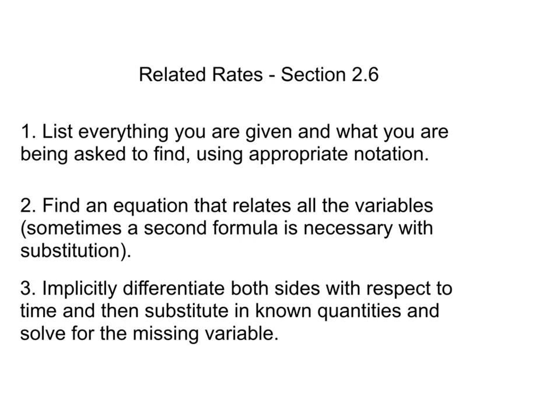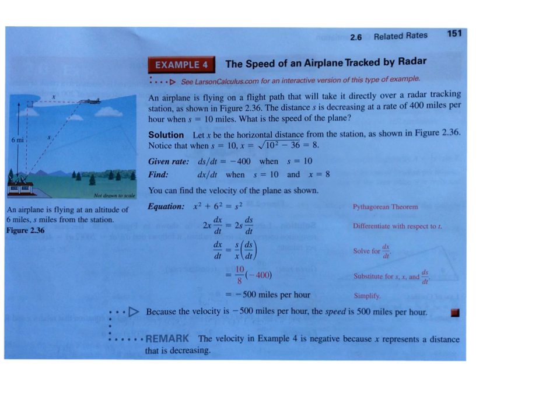Let's look at the example from your book on the next slide. Again, this is from page 151 in your textbook. An airplane is flying on a flight path that will take it directly over a radar tracking station, as shown in figure 2.36. The distance s, so this distance here, is decreasing at a rate of 400 miles per hour when s is 10 miles. So you're given an instantaneous rate of change, and that's definitely something we want to write down. So ds/dt is negative 400. The reason it's negative is that the distance is decreasing.